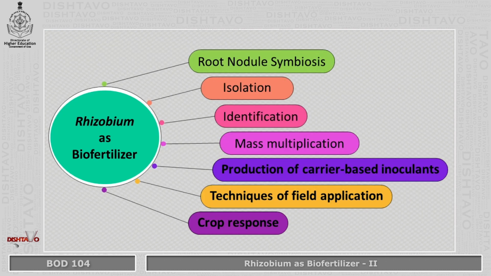In the previous module, Rhizobium as Biofertilizer 1, we studied the root nodule symbiosis, isolation, identification, and mass multiplication of Rhizobium. In this module, we are going to study the production of carrier-based inoculants of Rhizobium, techniques of field application of Rhizobium carrier-based inoculants, and its response on crops.